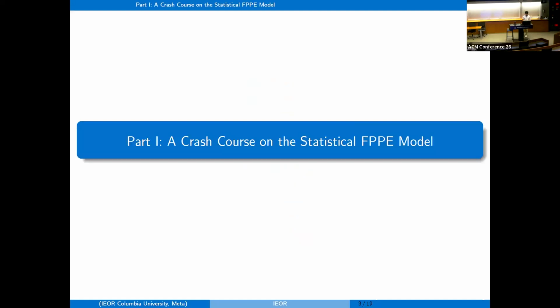In order to describe our method and our model, my talk is divided into two parts. In the first part, I'll talk about the FPP model. And in the second part, I'll talk about how we formulate interference using the FPP language.